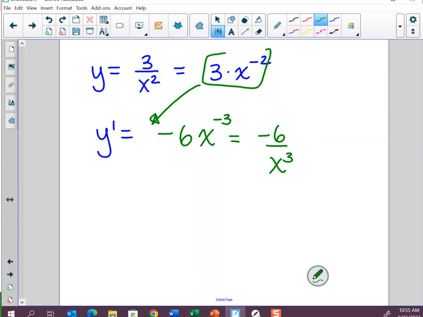So absolutely, there are quotients that we can rewrite in alternate forms, and then it may be possible to attack it, finding the derivative with the alternate form. Some students really look for that a lot.